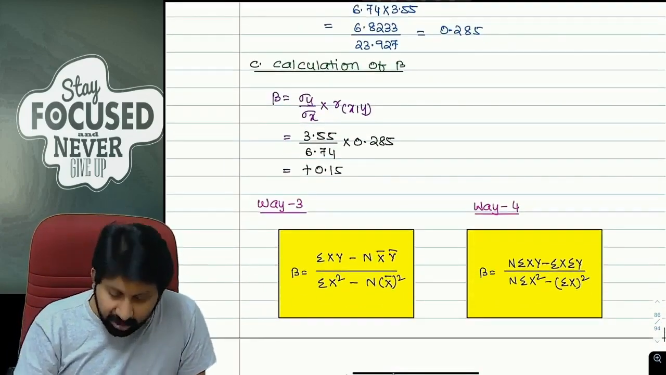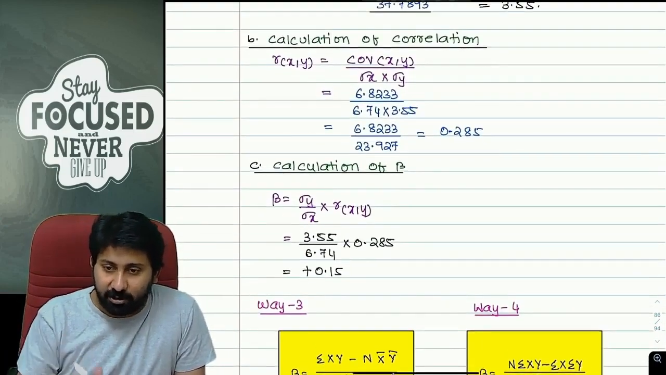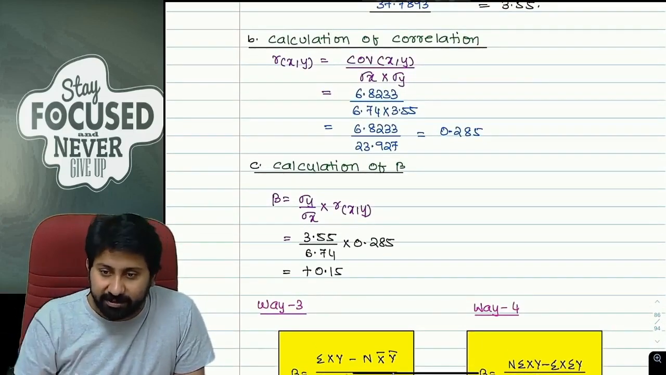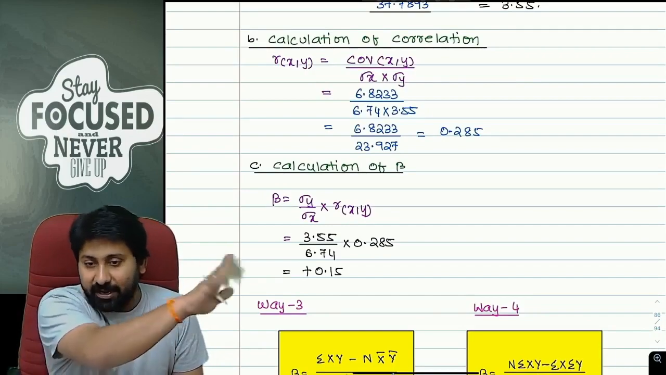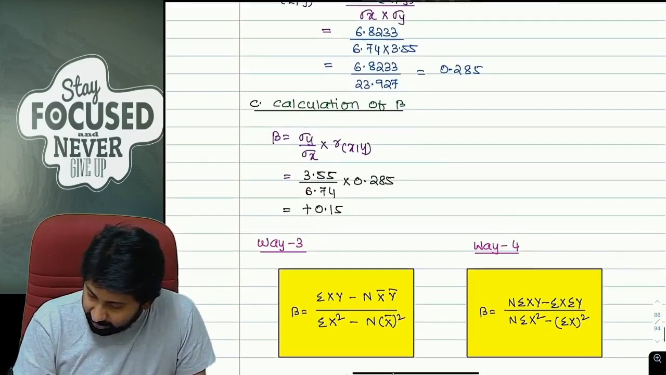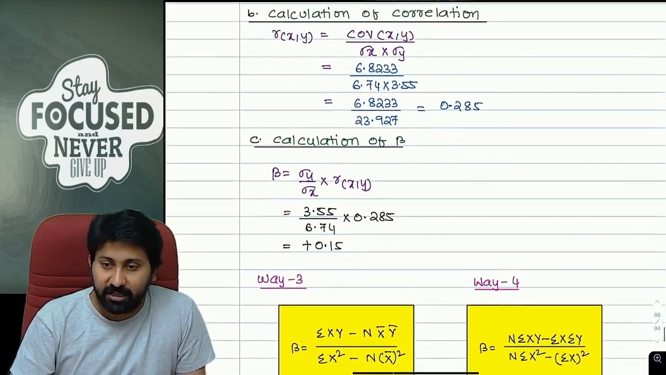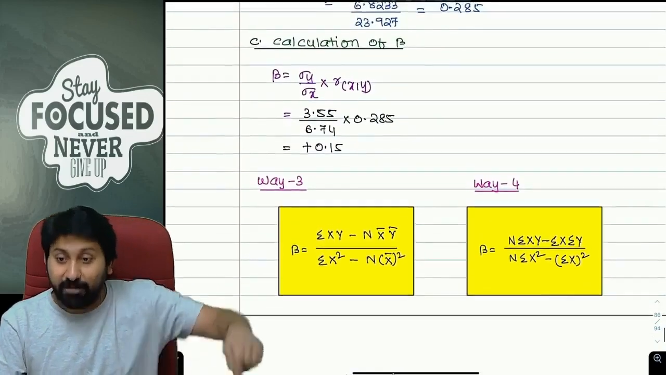Calculation of beta. Beta equals sigma y by sigma x, that is, sigma s by sigma m into rSM. With 3.55, beta came to 0.15. In this model beta is 0.15, and in this model also beta is 0.15. Next, way number 3 and way number 4.